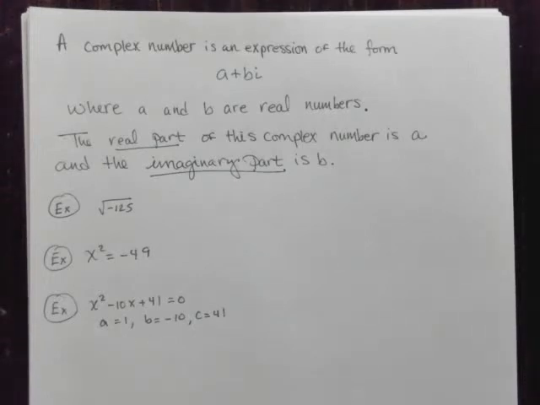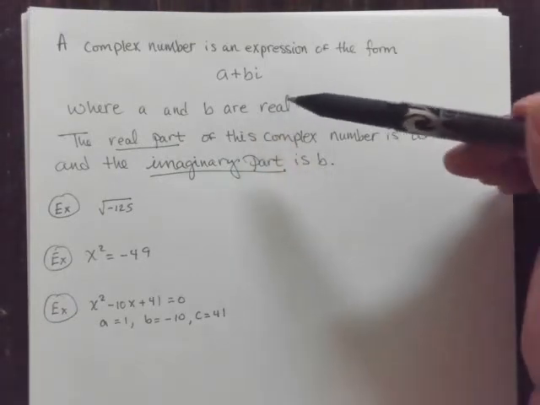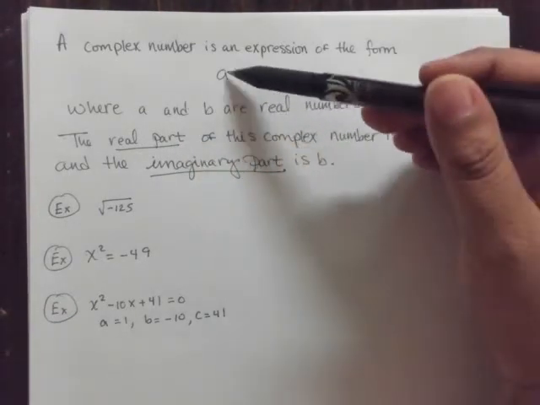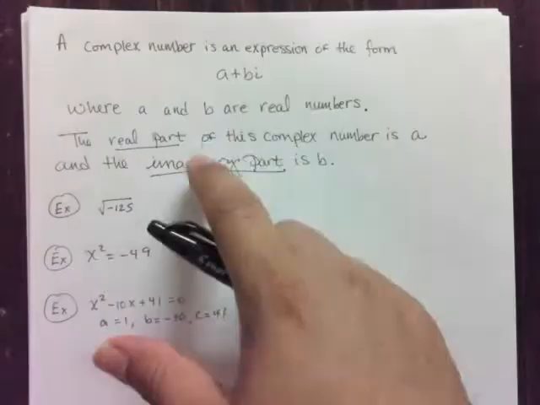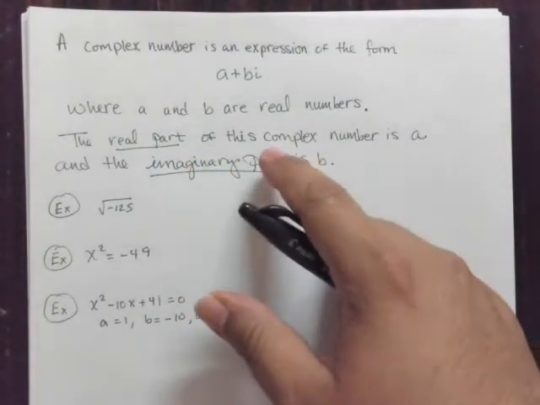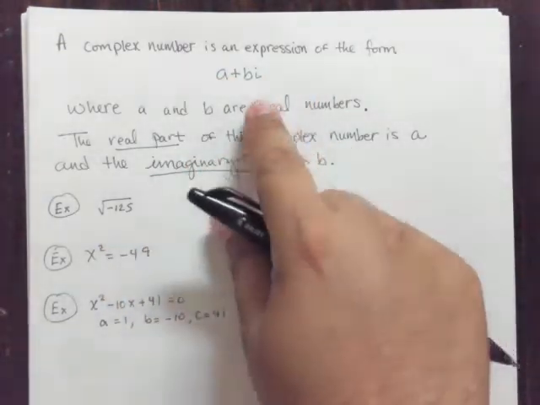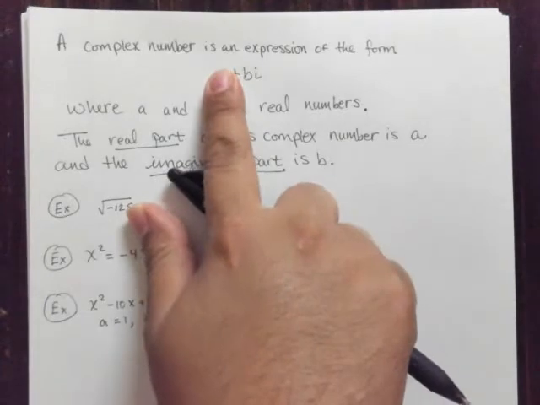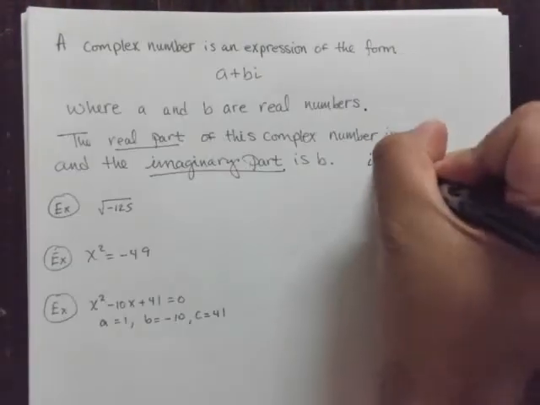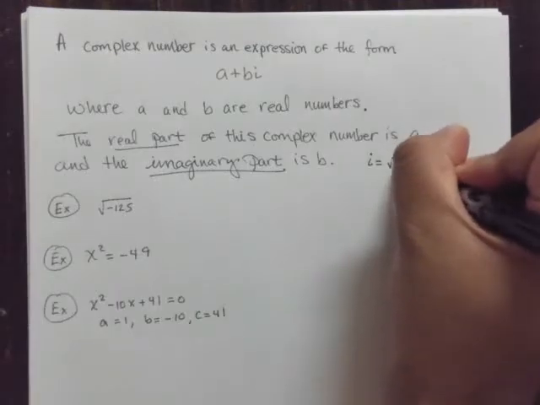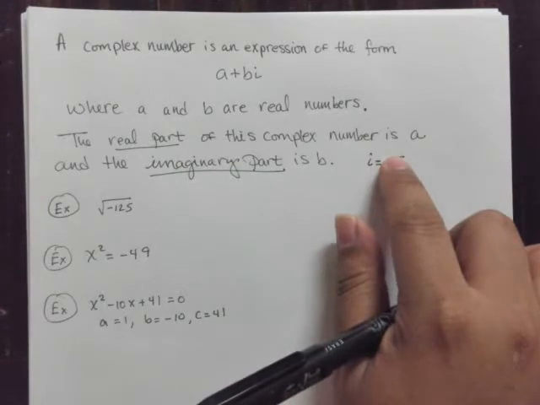A complex number is an expression of the form a plus bi. So a and b happen to be real numbers. The real part, however, is this part right here, a, and so the real part of the complex number is a. The imaginary part is this part right here, the b. If you notice, it's got the bi. Well, again, what is i? i happens to be the square root of -1. So just keep this property in mind for a second.